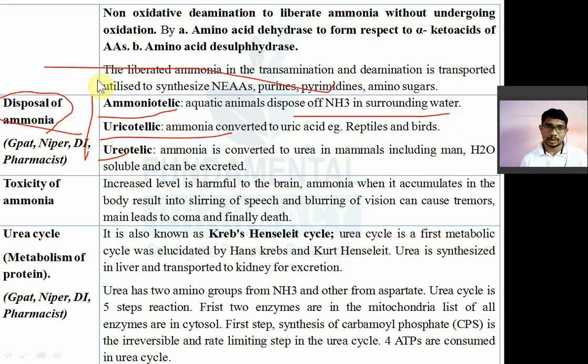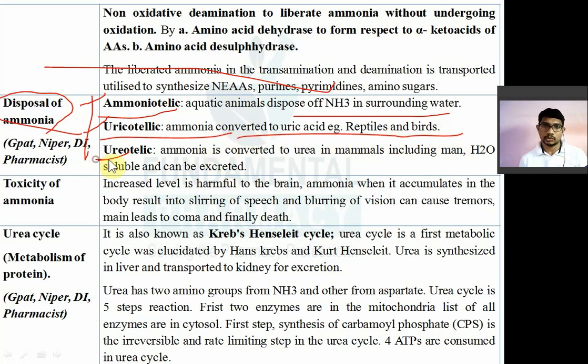So ammonia is the principal excretory product. Uricotelic means ammonia is converted into uric acid and that uric acid is disposed of. For example, in reptiles and birds, the ammonia that is formed is converted into uric acid and that is disposed of in the excreta.